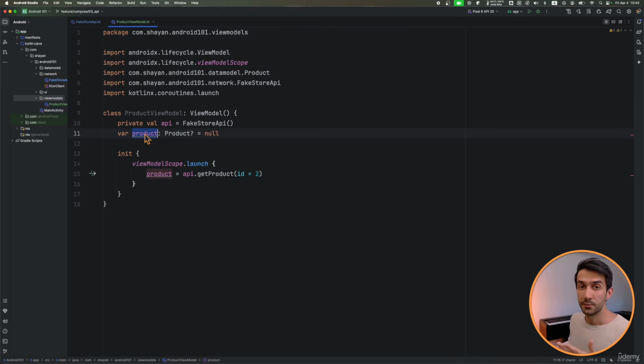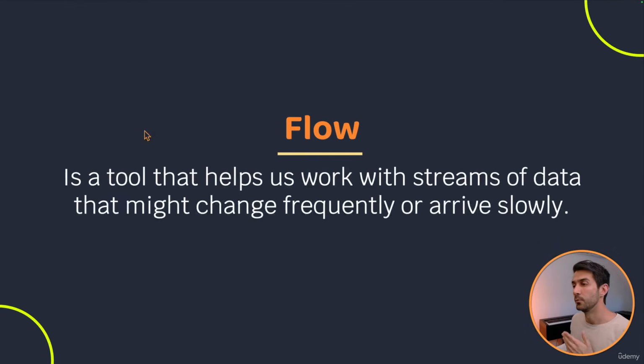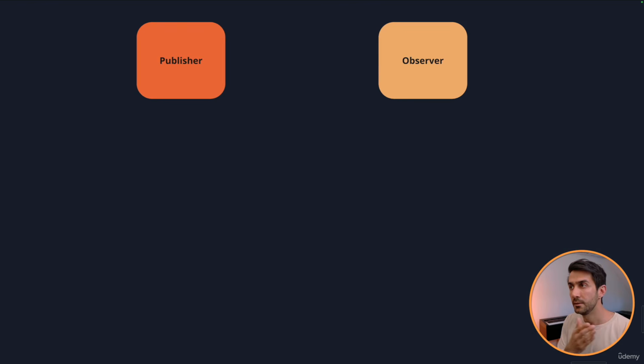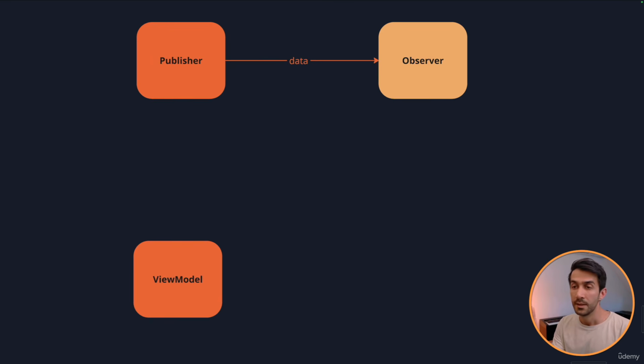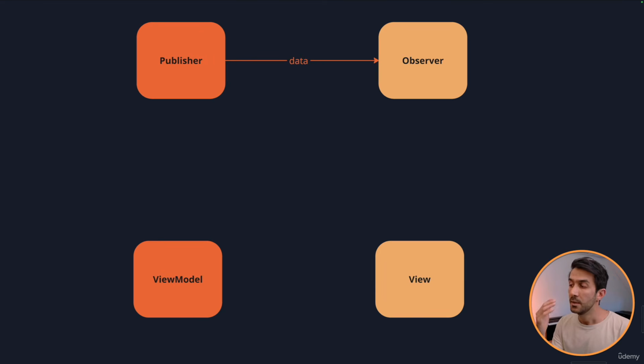But we have a nicer tool for this in Android, which is called Flow. Flow is a tool that helps us work with streams of data that change frequently or arrive slowly. It's a part of coroutines. It's like a pipeline that delivers data bit by bit. So there is a publisher that publishes data, and there is an observer who observes the data. So in our case, the publisher is the view model and the observer is the view. And Flow delivers the data and also notifies the view whenever data is changed.